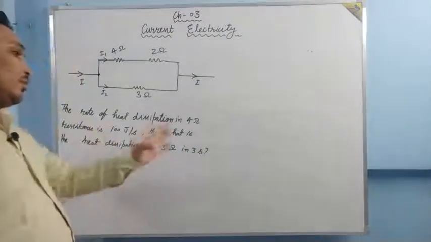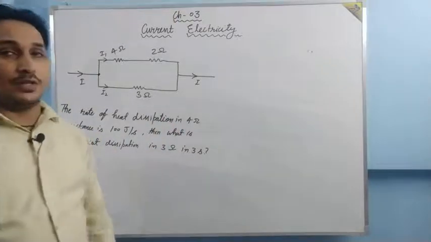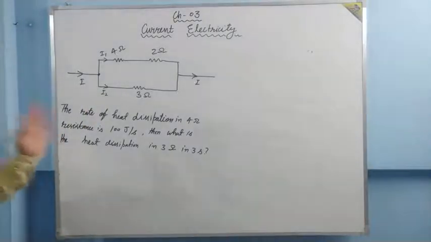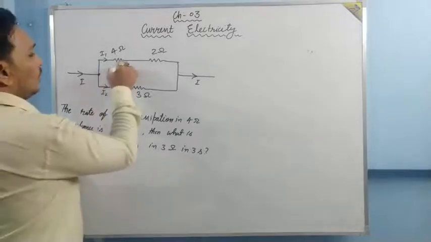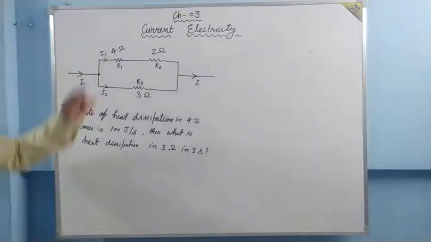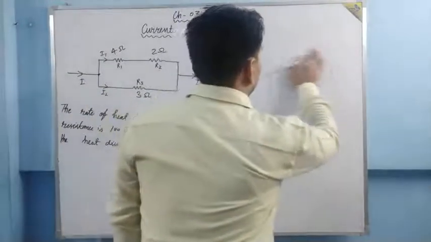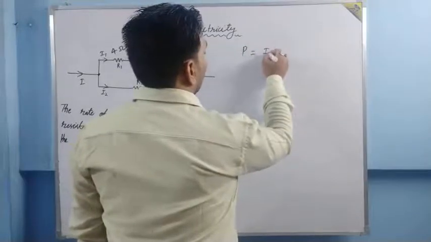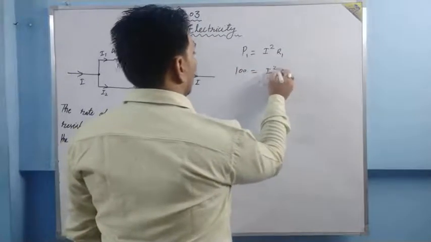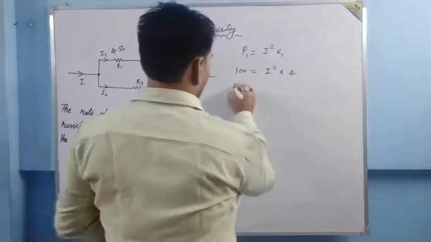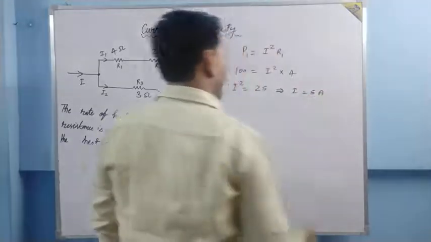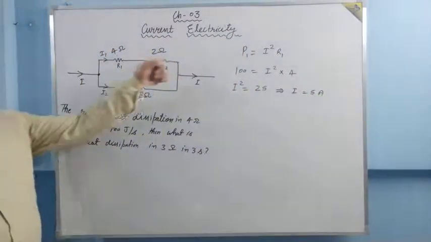The rate of heat dissipation in the 4 ohm resistance is 100 joule per second. Basically, the power dissipated across 4 ohm is 100 joule per second. If I say this is R1, this is R2, and this is R3, the power of R1 is given. P is equal to I squared into R. Power is given as 100, I squared we don't know, R1 is 4 ohm, so I squared comes out to be 25, and I comes out to be 5 ampere. This 5 ampere passes through the 2 ohm also.